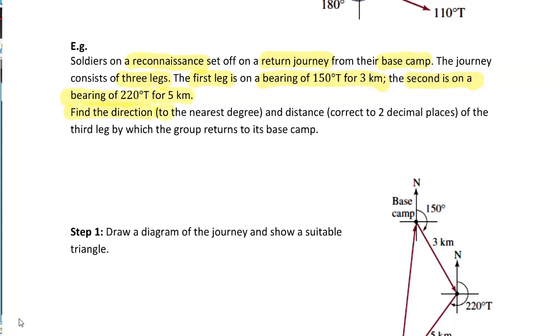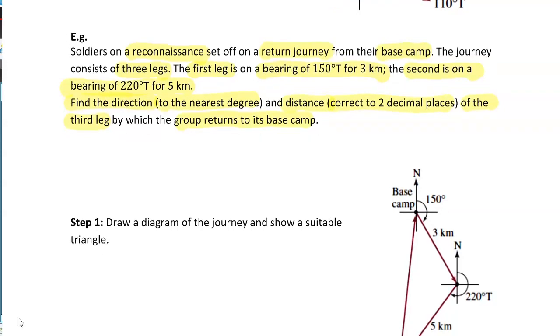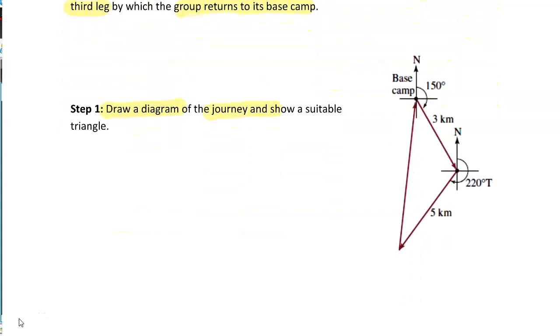Find the direction to the nearest degree and distance, correct to 2 decimal places, of the third leg, the third part of the journey, by which the group returns to its base camp. Okay, so first step, draw a diagram of the journey and show a suitable triangle. We always start off drawing our diagram.